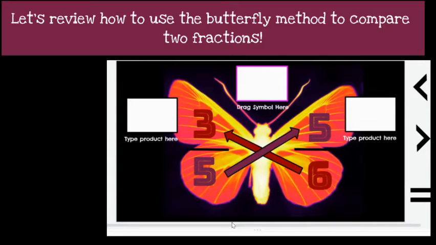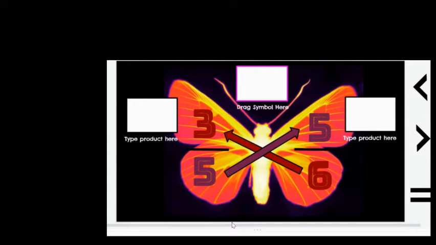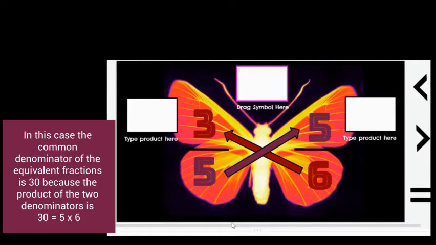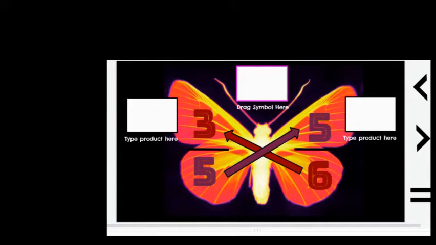We are going to review how to use the butterfly method to compare two fractions. So, reminder, when we use the butterfly method, what we're really doing is making equivalent fractions using a common denominator. So, we're going to start with the bottom denominator and multiply up to the other fraction's numerator on both sides.